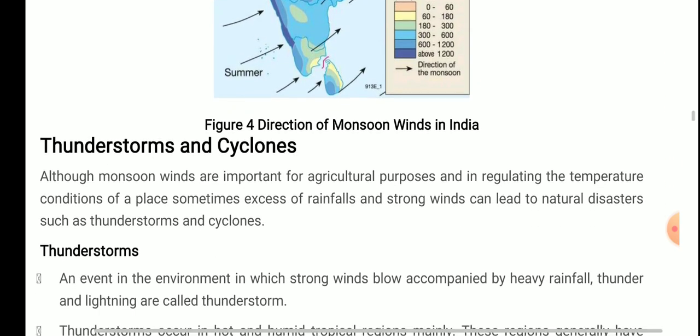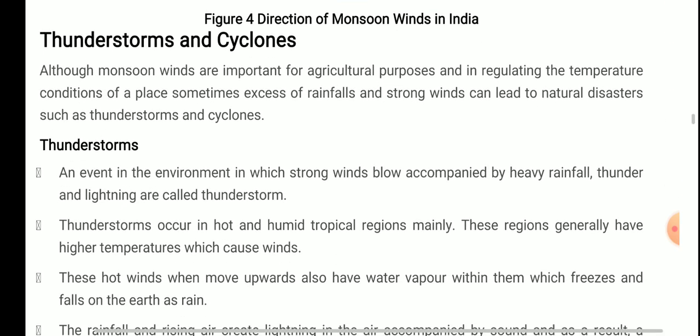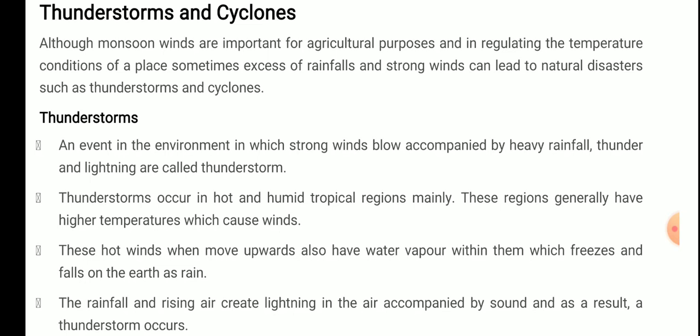Next topic is thunderstorms and cyclones. Although monsoon winds are important for agriculture purposes and in regulating the temperature conditions of a place, sometimes excess rainfall and strong winds can lead to natural disasters such as thunderstorms and cyclones.